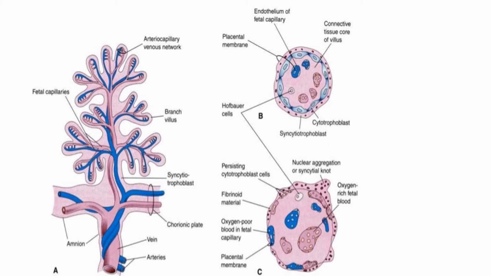This is the placental membrane: endothelium of the fetal capillary, connective tissue core of villi, syncytial trophoblast and cytotrophoblast. So here there is a syncytial trophoblast, cytotrophoblast cells within this placental membrane, and the endothelium of the fetal capillary. These are the sections of the placental barrier. Now after the placenta, next comes the umbilical cord.